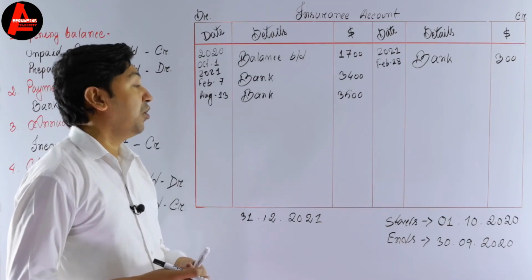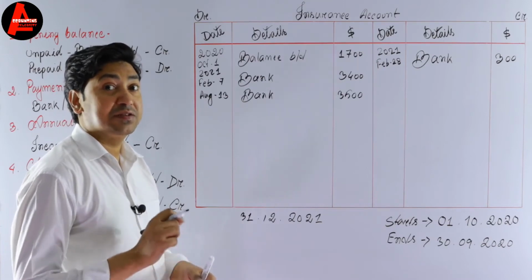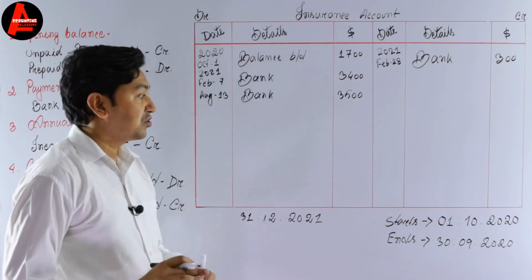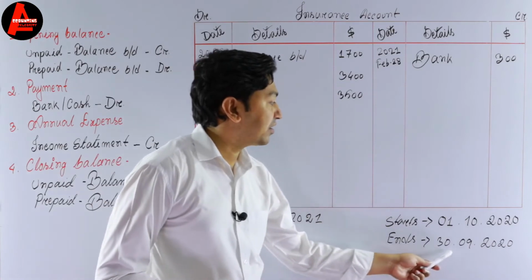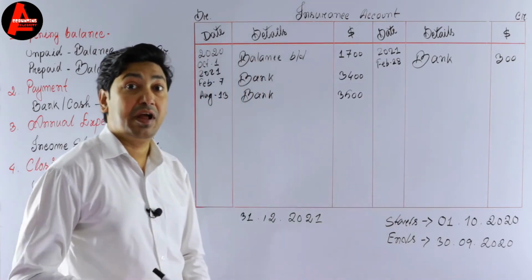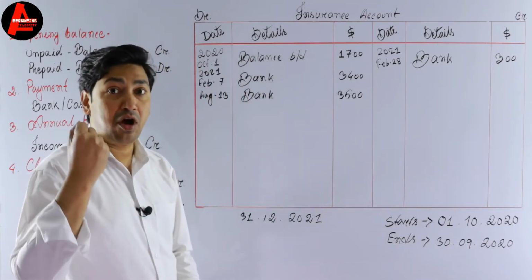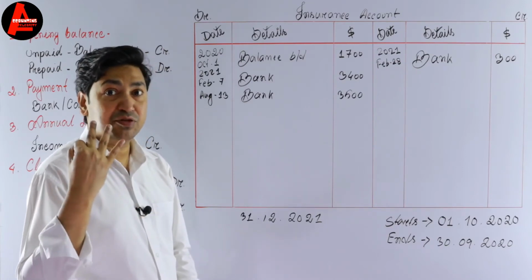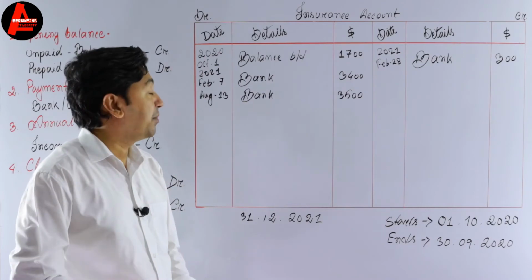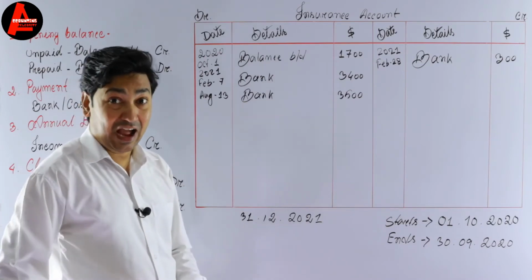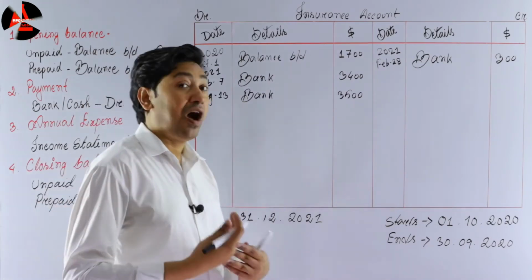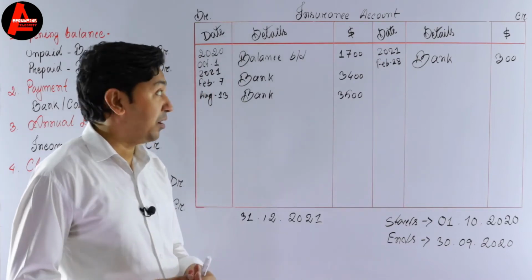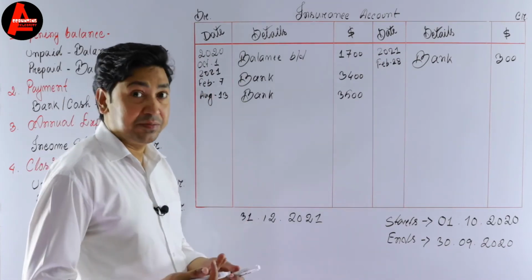So for how many months is this payment made in advance? The year will end on 30 September. So after September, how many months? September, October, November, December. That means for 3 months this payment is made in advance. Now how to calculate for these 3 months? Here it is very simple.